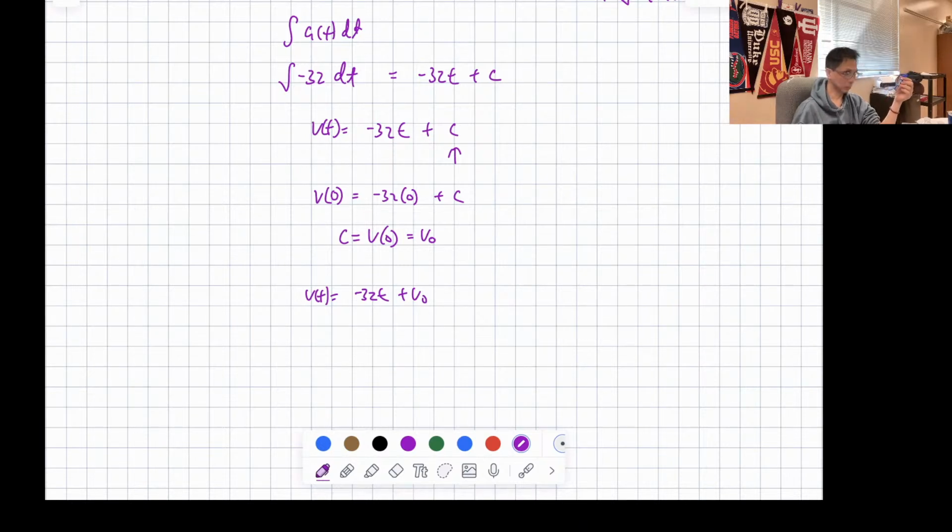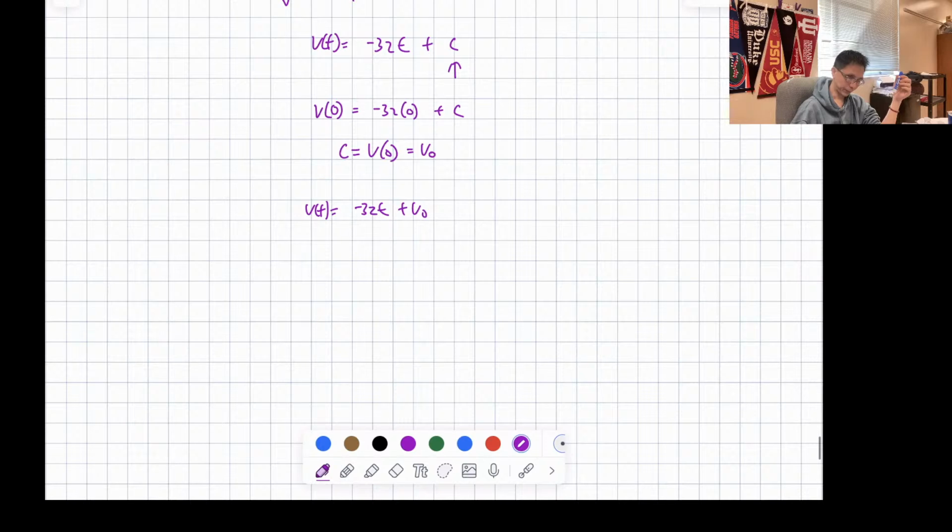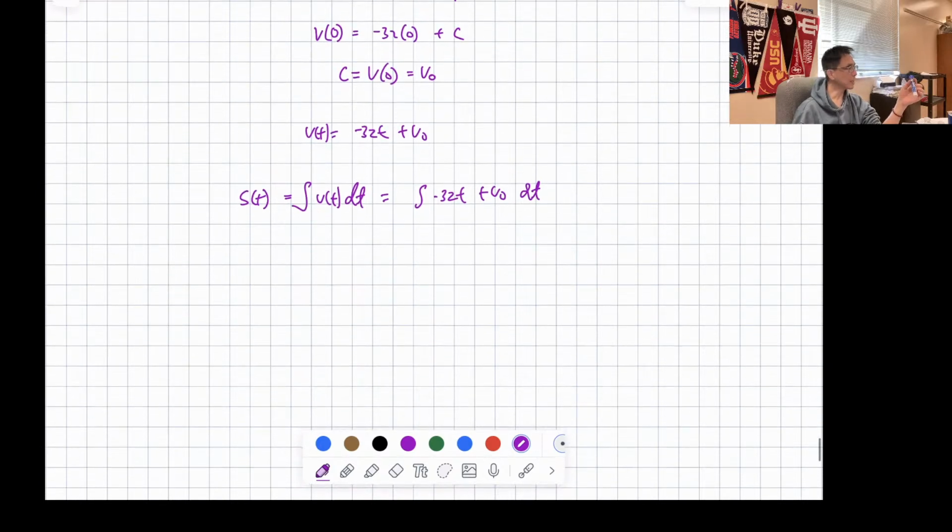Can I do one more? Let's do the integration of v of t. What am I going to get? S of t, right? If I integrate v of t, I'm going to get s of t. So what's the integral of negative 32t plus v0 dt? Negative 16t squared, that's the free fall part, plus v0t plus c.